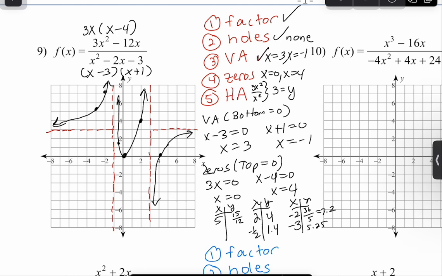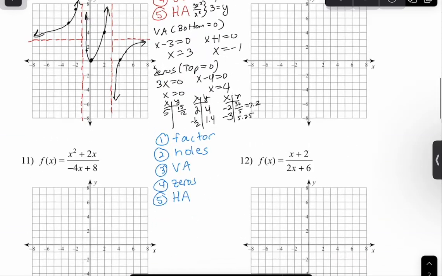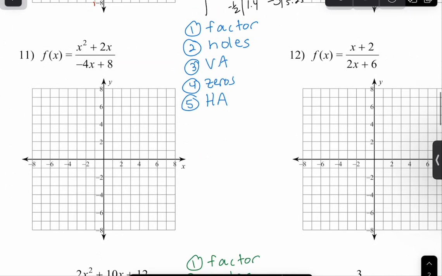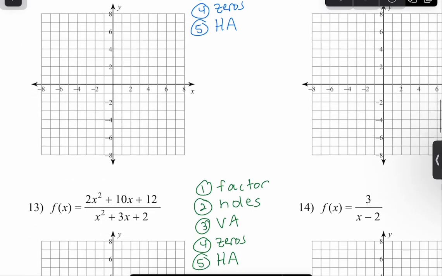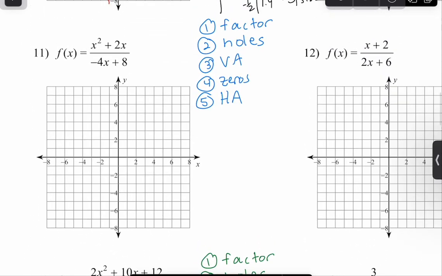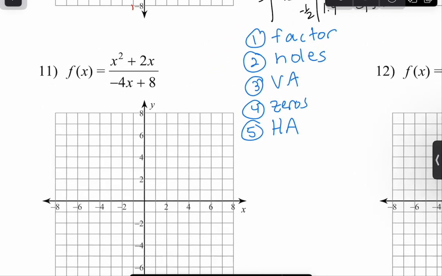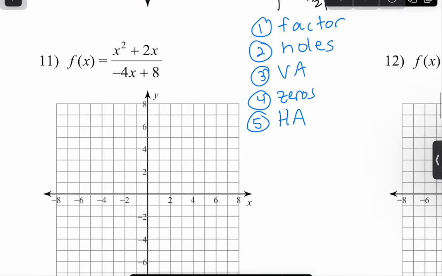Let's do one more, okay? Let's do number 11. I want to get to one that has a hole in it. Yeah, this one won't either, but let's take a look at number 11.